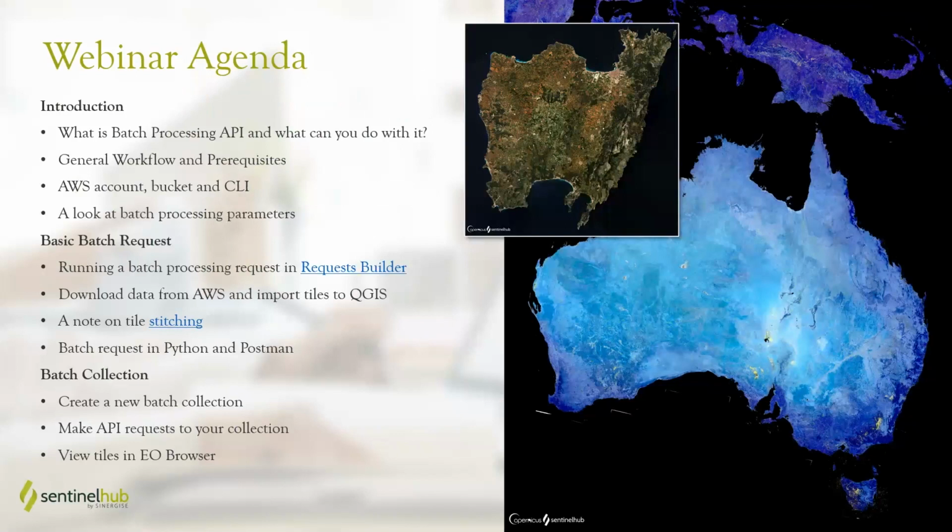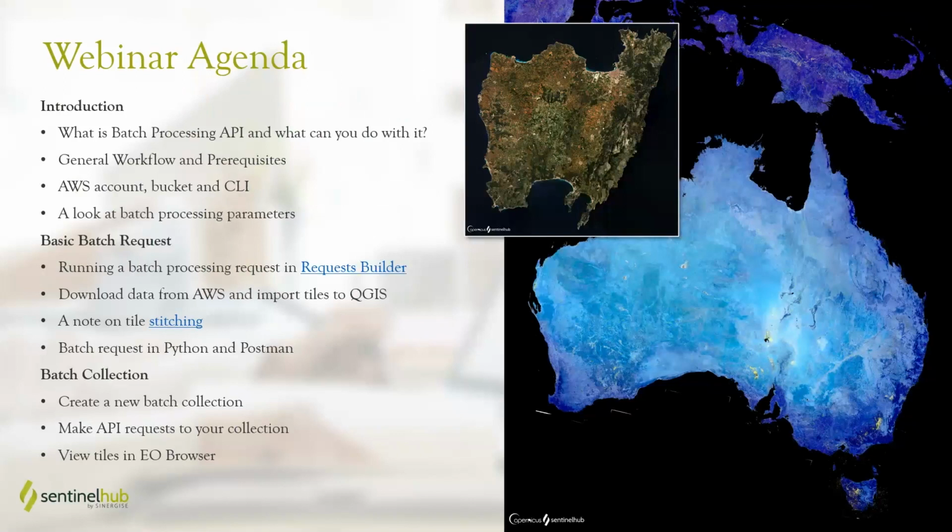After we check all this, we're going to create a basic batch processing request. Then we're going to check how you can download data from AWS and import it into QGIS. We will say a couple of words on stitching and how you can make requests in Python and Postman as well. At the end, we will also check how you can make a batch collection, which means that you can create a collection that appears in your dashboard, then create configurations and make OGC or Process API requests to it and also view data in your browser.